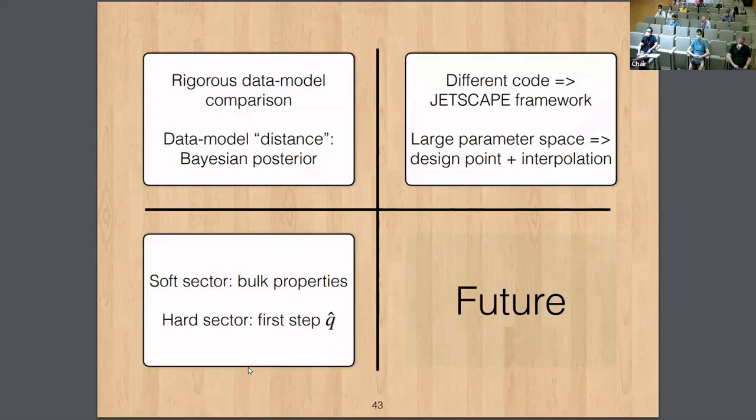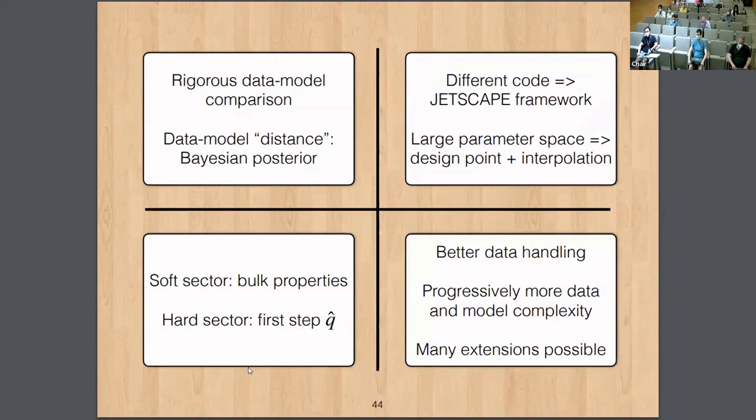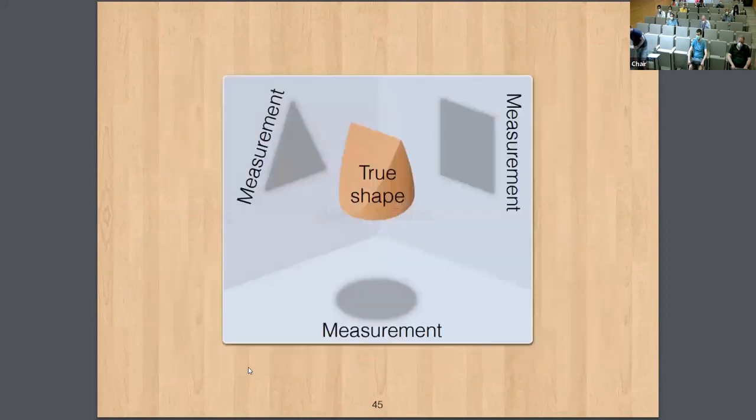For recent analysis from JETSCAPE, there's the soft sector Bayesian analysis, where we learn about bulk properties, and the hard sector, where we extract q-hat as a first step beyond the JET collaboration. For the future, we have to think about better data handling and also better models. There are also a lot of extensions that are possible once we have the Bayesian analysis ready, and I'll be happy to talk more afterwards if people are interested. So with this, I would like to thank everybody and conclude.